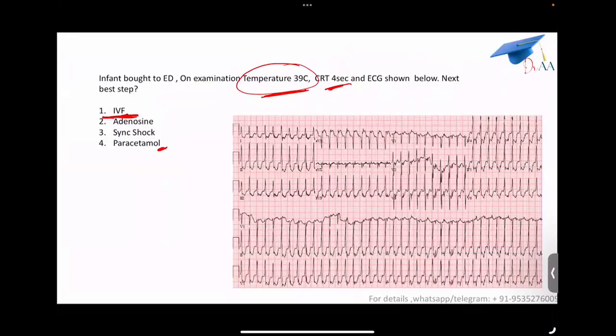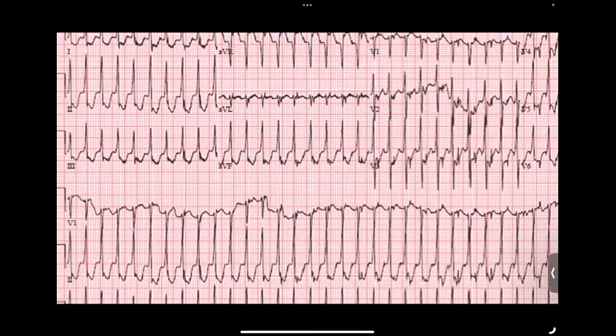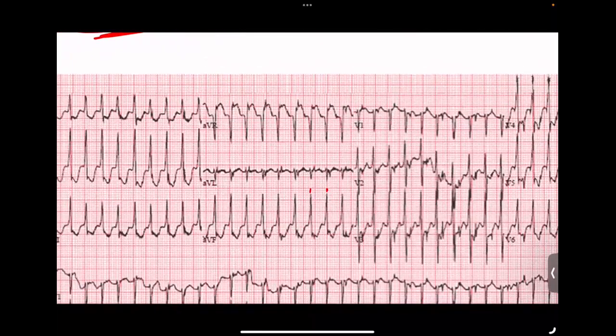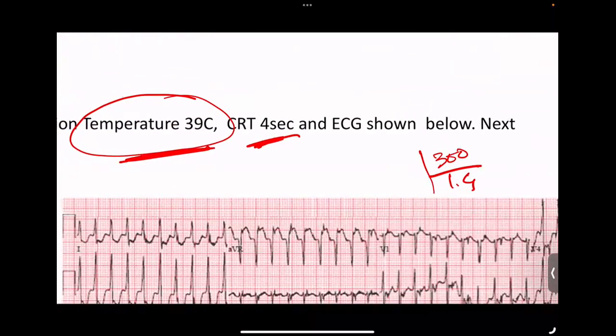Sir, this is sinus tachycardia, no? Not an SVT. We need to very carefully calculate the heart rate here. If you see it from R to R interval, it is around, if I'm not wrong, 1.4 large boxes. So 300 divided by 1.4. I need a calculator. I'm not good at math. So that will be the heart rate here. So accordingly, we'll be treating.